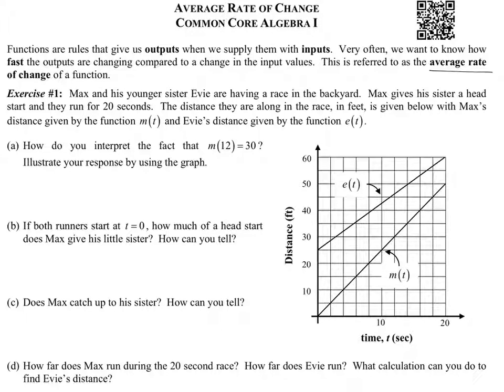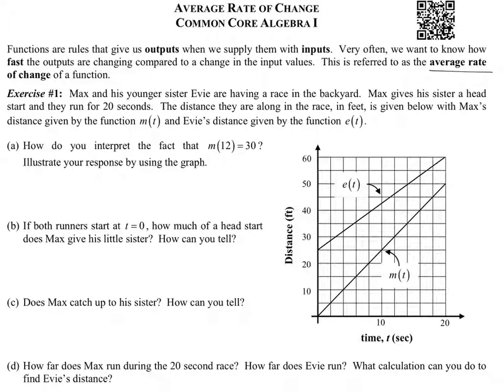So Max and his younger sister Evie are having a race in the backyard. Max gives his sister a head start and they run for 20 seconds. The distance they are going in the race in feet is given below with Max's distance given by the function m of t and Evie's distance given by the function e of t. So how do you interpret the fact that m of 12 equals 30?